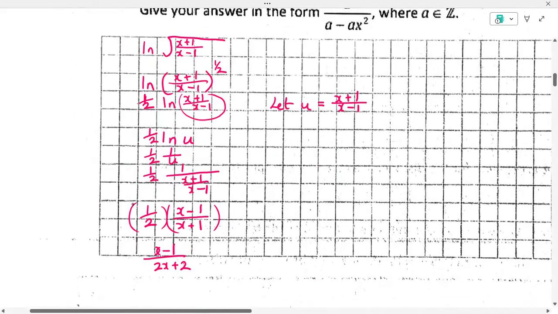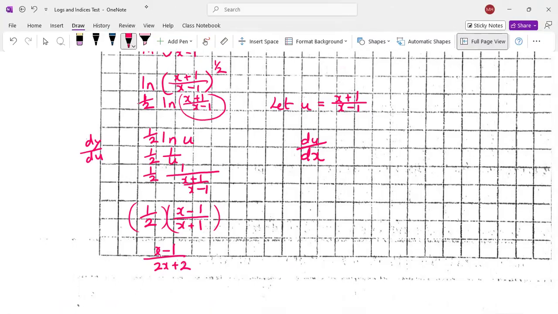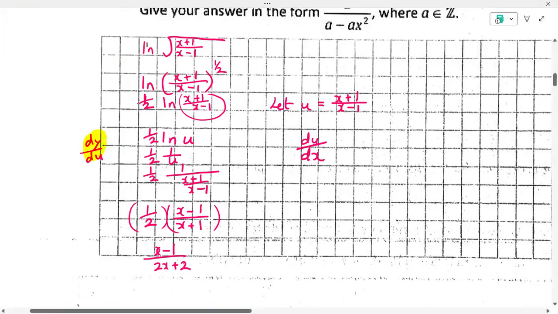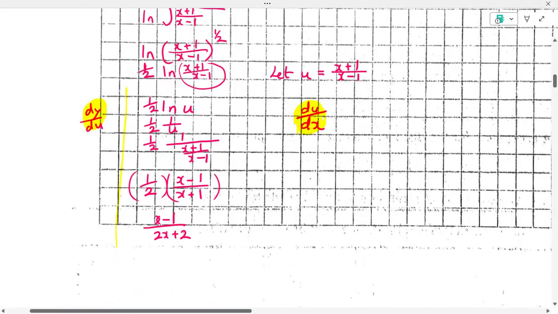Now, the problem is, right now, I have dy/du, but over here, I need to get du/dx. And then the hope is that finally, if I multiply the two of them together, I end up with what I need, which is dy/dx. So dy/du is the bit that I've done here. du/dx is the bit that I'm about to do. And when I've done both, I should be able to bring it together to get my final answer.